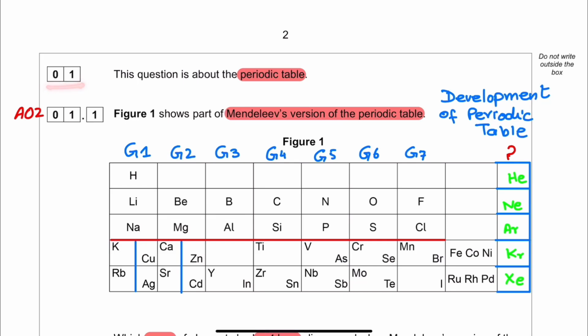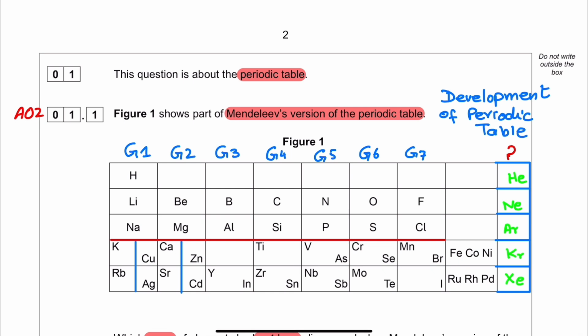Question number one. This question is about the periodic table. It is an AO2 question. 1.1. Figure number one shows part of Mendeleev's version of the periodic table. This question is from the development of the periodic table. A sample Mendeleev periodic table is given here. I will try to elaborate on figure number one.